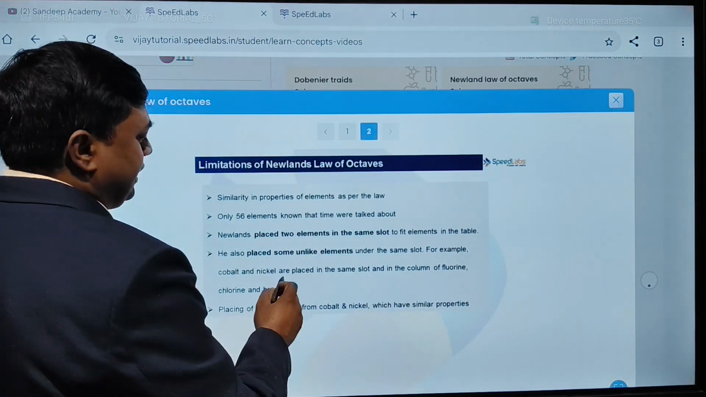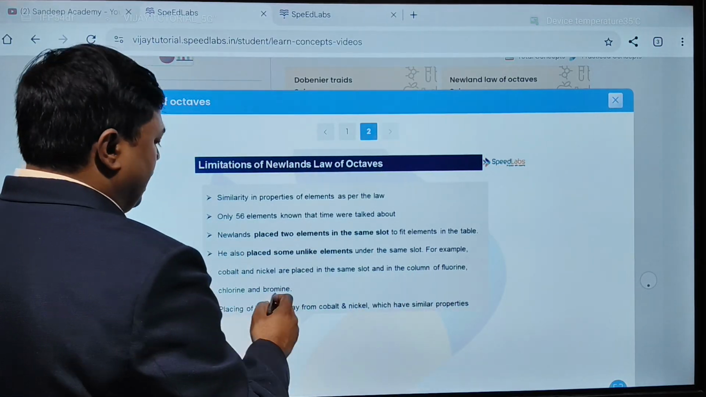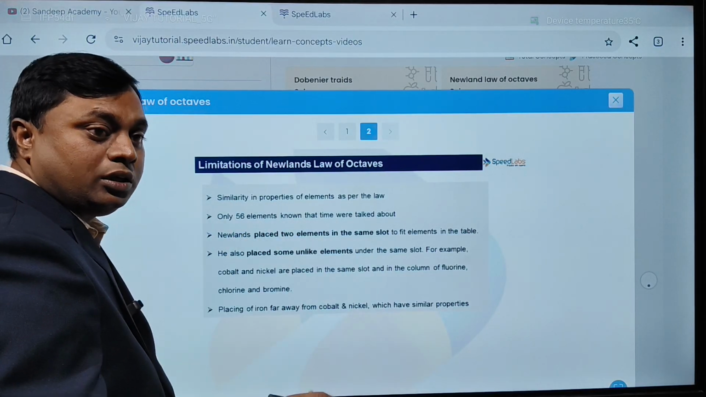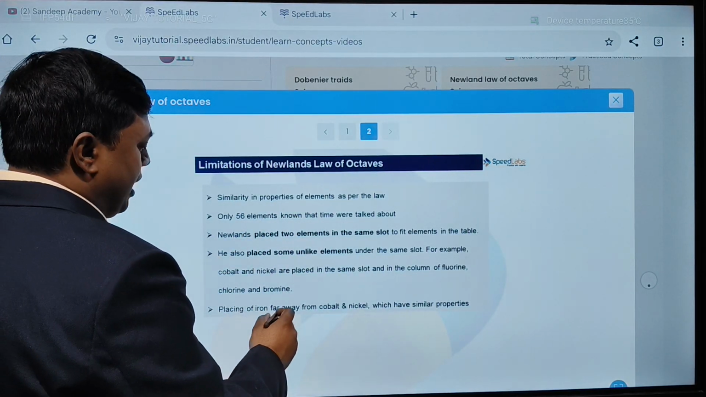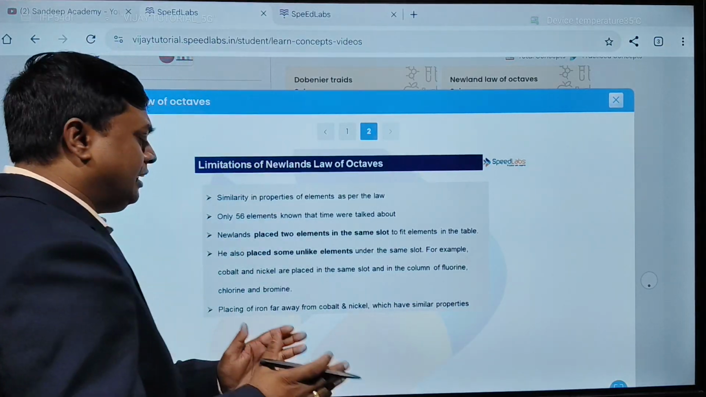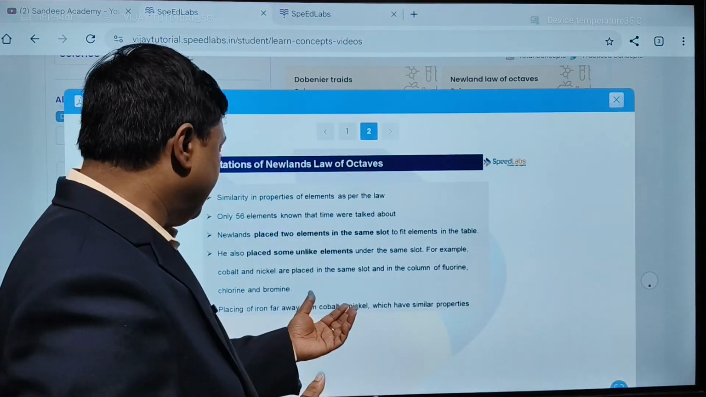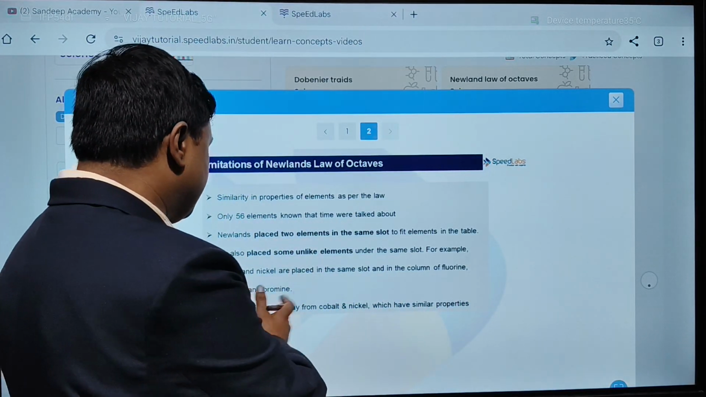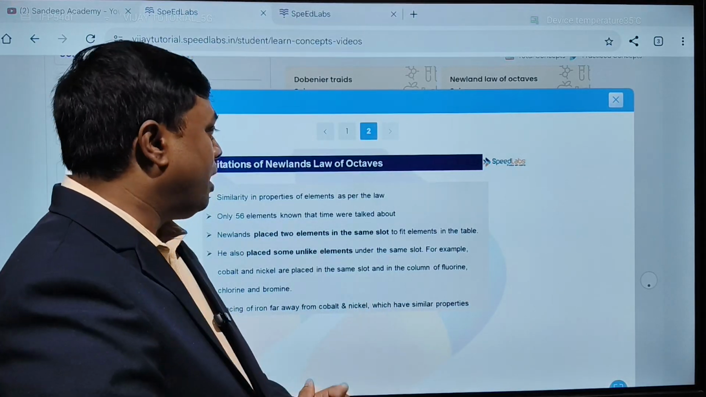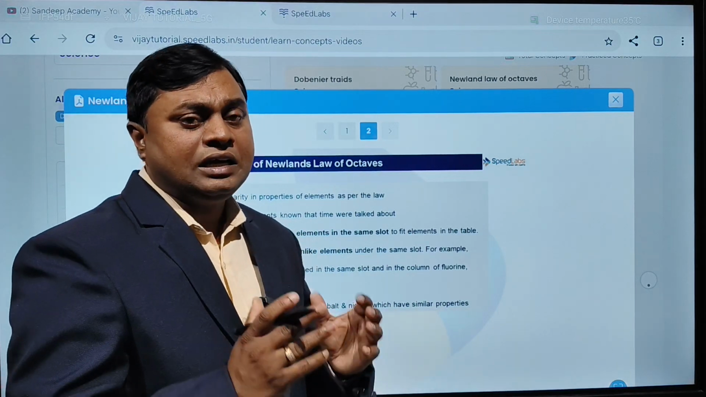For example, cobalt and nickel are placed in the same slot and in the column of fluorine, chlorine and bromine. So these dissimilar elements were placed in the same slot. He placed iron far away from cobalt and nickel, which have similar properties. He separated the similar elements also. Iron, cobalt, and nickel are similar in properties, but he placed iron far away from cobalt and nickel. Because of all these reasons, his periodic table also got rejected.